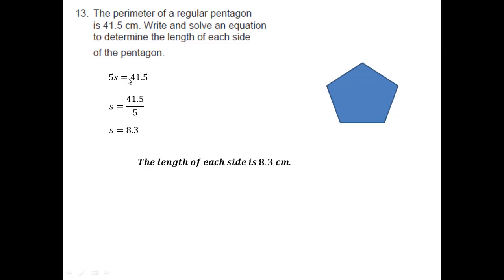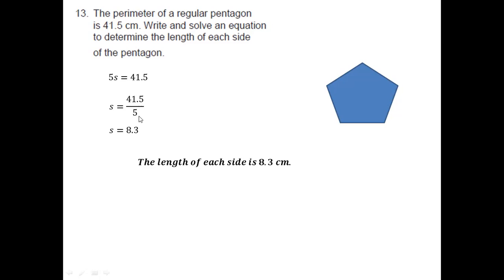So 5S equals 41.5. So S is equal to 41.5 divided by 5. Let's do this mentally. You cannot divide 4 by 5. So 41 by 5 will give you 8. So write 8. 5 8s will give you 40. That will have a remainder of 1.